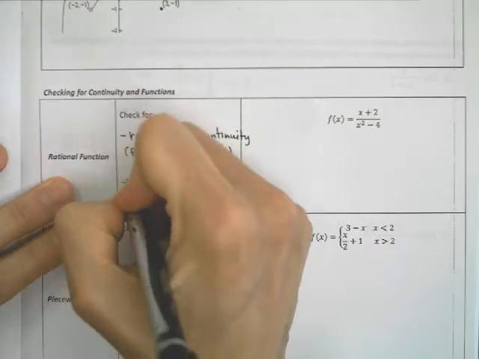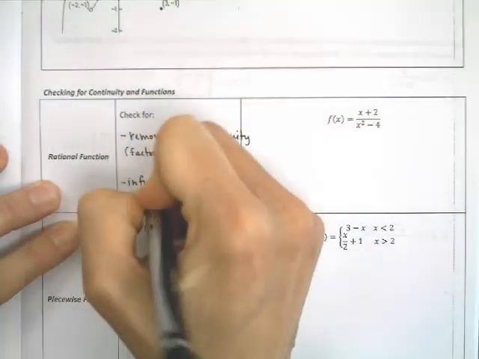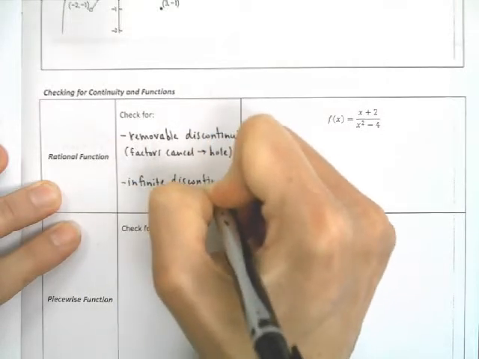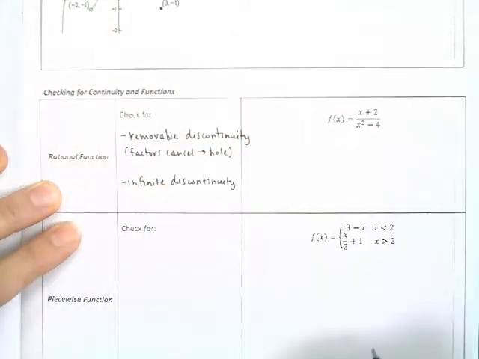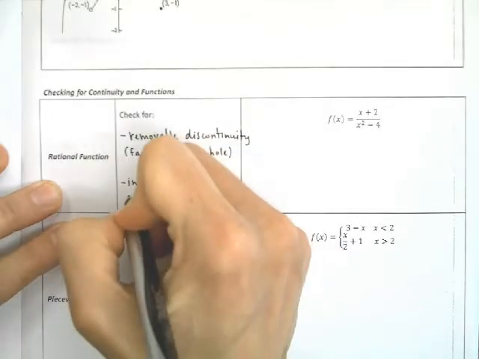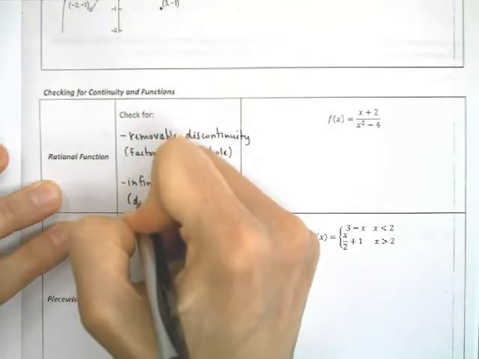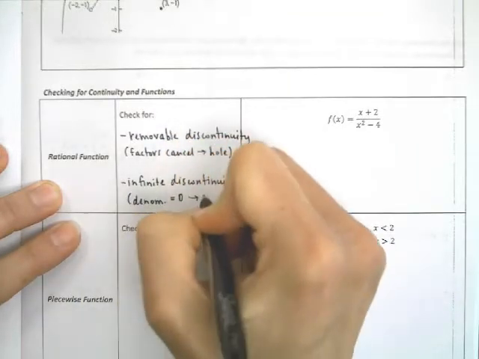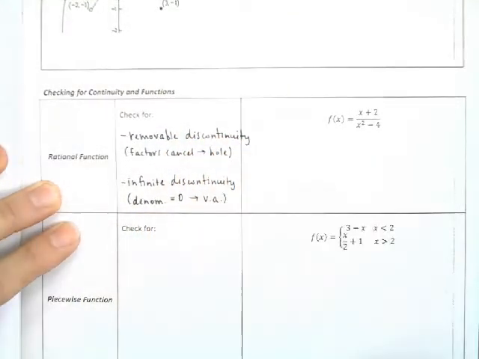The other thing we have to look out for is an infinite discontinuity. Right? We know this has to do with a vertical asymptote. So this is going to happen wherever the denominator is equal to 0. And again, that's because we would have a vertical asymptote there.